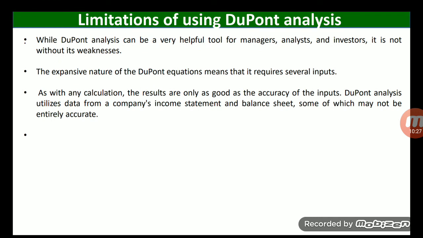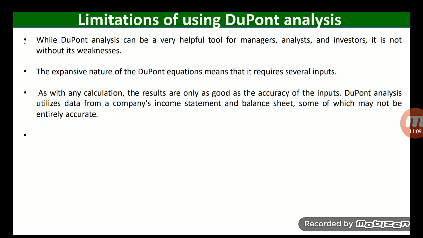Now, what are the limitations of using DuPont analysis? While DuPont analysis can be a very helpful tool for managers, analysts, and investors, it is not without its weaknesses also. The expensive nature of the DuPont equations means that it requires several inputs. As with any calculation, the results are only as good as the accuracy of the input. So the results will depend on how accurate the inputs are.